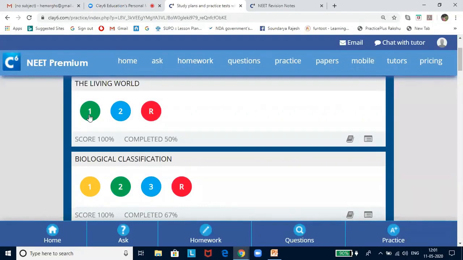But you can take the test any number of times even if you have completed it. Suppose you have got fewer marks and you want to do the test again after 2 or 3 days to see how you have recalled the answers, then this would be of great help. If you have not opened the test, then it will be showing a blue color, and this red bubble R shows that it is a randomized test.